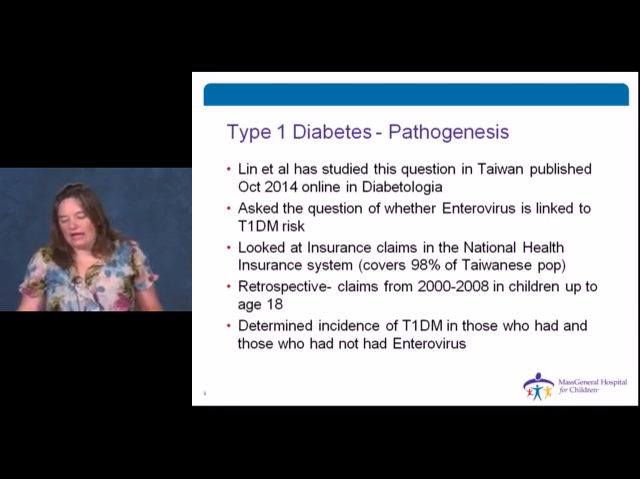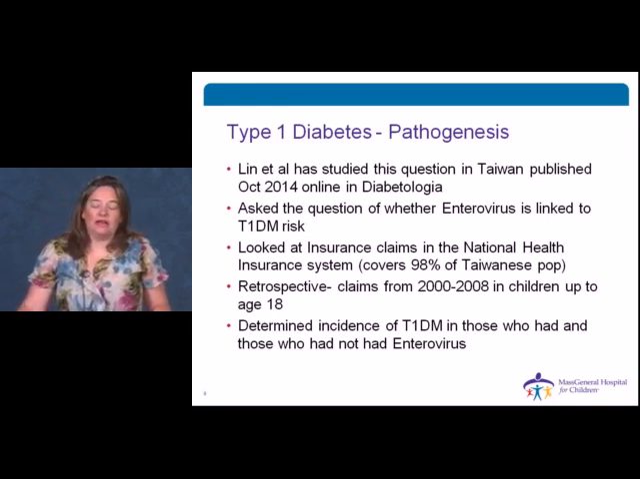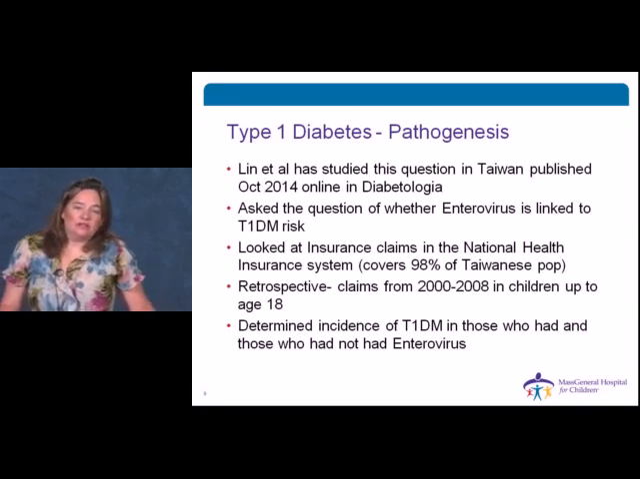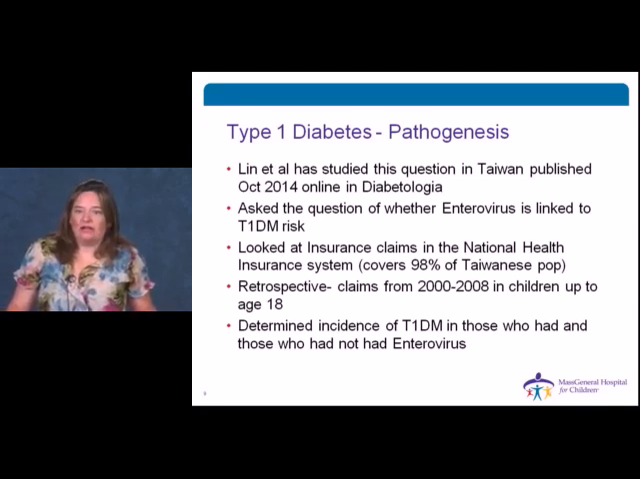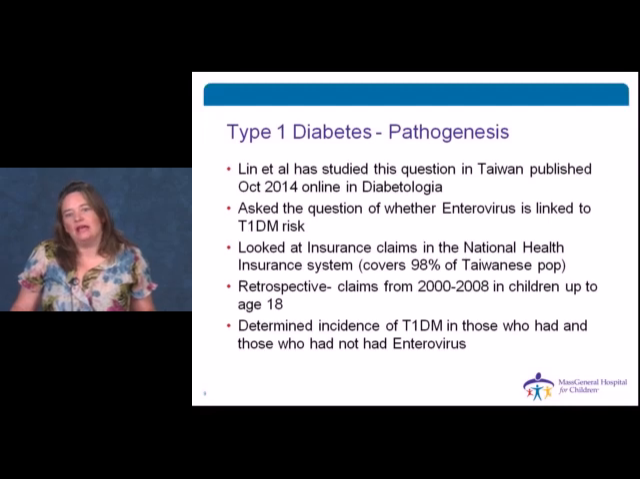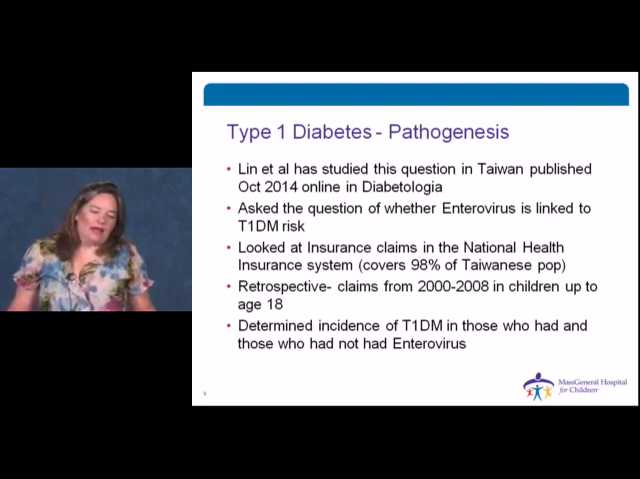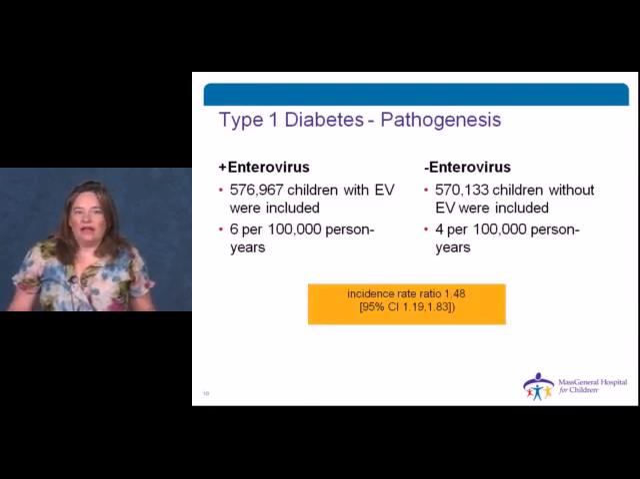They had a really interesting setting to be able to do this because in Taiwan, 98% of the entire population is covered in one national health insurance system. So they could look at claims from basically their entire population. They looked at claims from 2000 to 2008 in children and adolescents up to age 18. They looked at claims for enterovirus and at which people who had enterovirus went on to develop type 1 diabetes, and which matched people who had not had a claim did not go on to develop type 1 diabetes. And here's what that looked like.